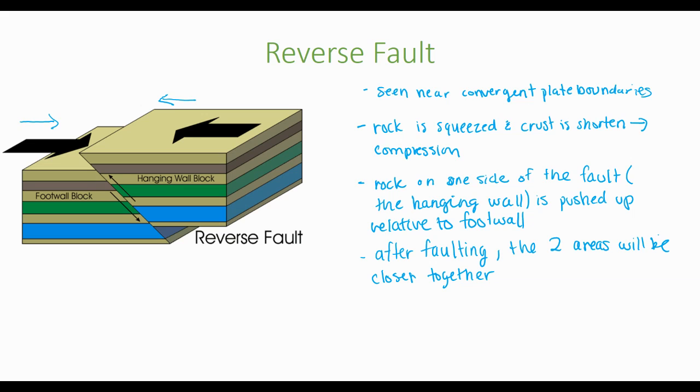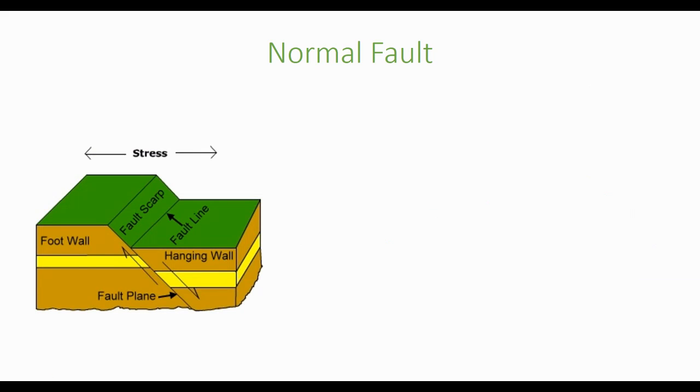Okay, next we have a normal fault. With a normal fault, the rock is pulled apart and stretches the crust. So the opposite of what happens with the reverse fault. And so the stress there is tension. And we see the opposite happen then.